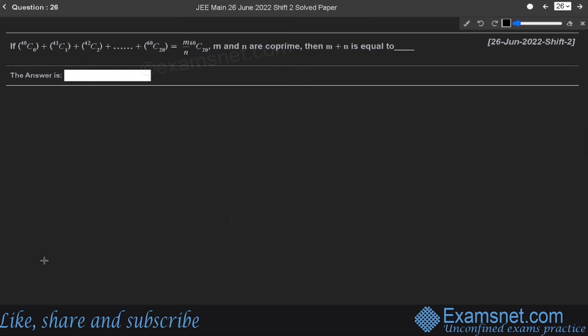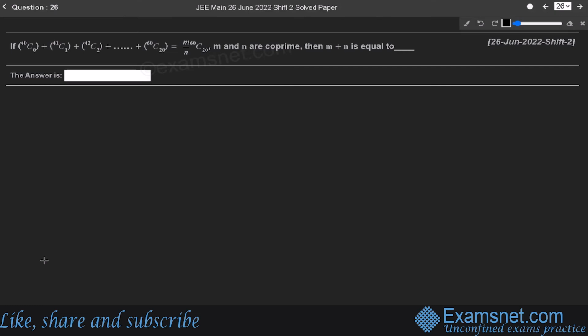Moving on to next question. If 40C0 plus 41C1 plus 42C2 plus so on up to 60C20 is equal to m by n into 60C20, where m and n are co-prime, then m plus n is equal to.